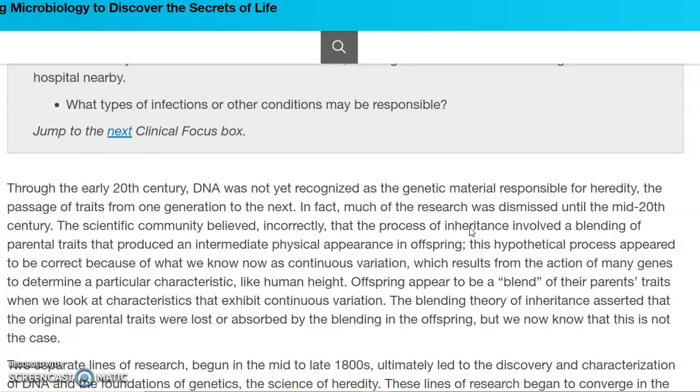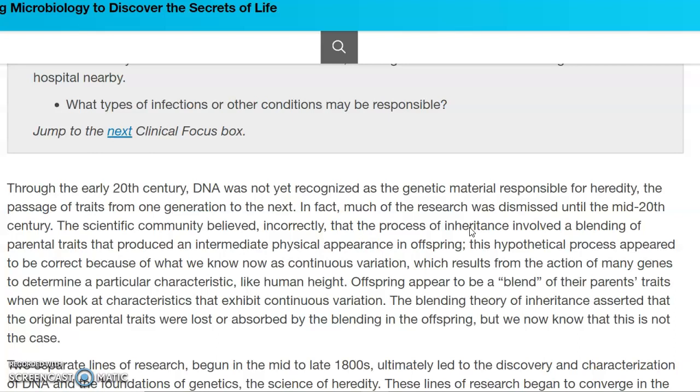We didn't know anything about how heredity worked, really. We didn't know about how traits were passed from one person to another. We had no idea about the heredity of bacteria. So there was this misconception that heredity involved a blending of traits, that the offspring would get some characteristics from mom, some characteristics from dad, but that there would be a blend.